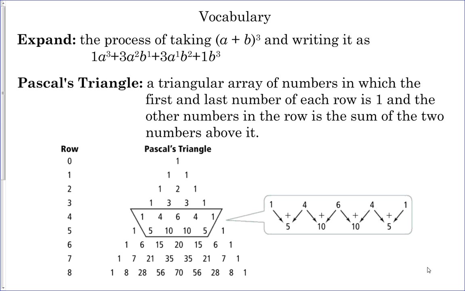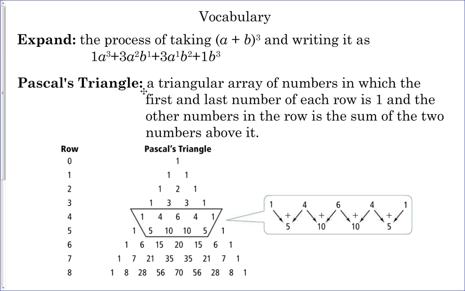Here's your vocab. Expand. Expand is the process of taking (a + b) cubed and writing it as 1a cubed plus 3a squared b to the first plus 3a to the first b squared plus 1b cubed. We'll get into that more in a little bit, but that's what I mean by expand. You take (a + b) cubed and you actually expand it out or multiply it out.